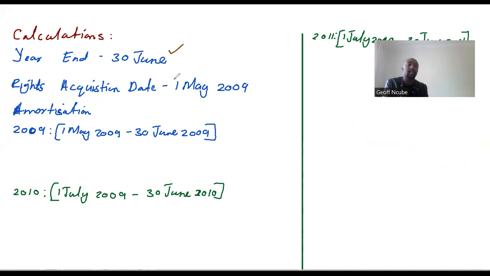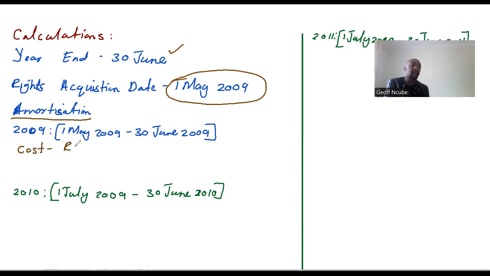So we bought this on 1 May 2009. So we're amortizing. Remember, this is an intangible asset. So it's a right. You can't touch it. So you don't say depreciate, but you say amortize. Okay. So the calculation will be as follows. You remember, it's cost less residual value over estimated useful life.